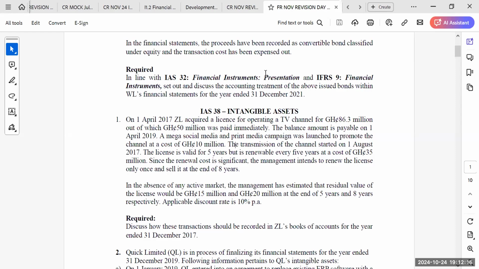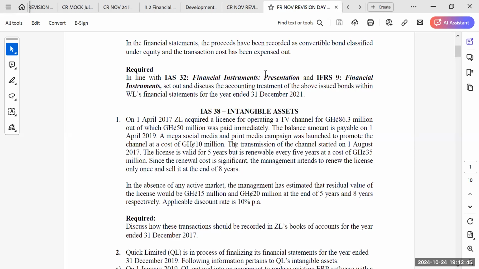So on 1st April, we paid part of the 86.3 million, which was 50. The remaining was to be paid, I think, 2 years later, because from 2017 to 2019 is 2 years. So we will have to find the present value of that future payment and add it to the present 50 million we've paid. And that will be the purchase consideration for this TV channel we've purchased.